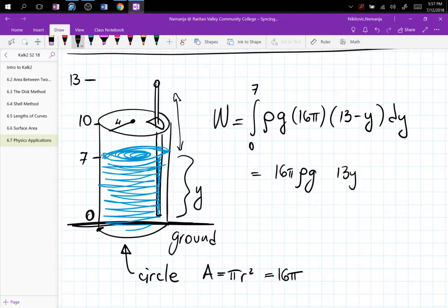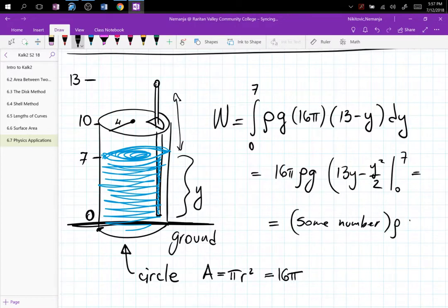That becomes 13y minus y squared over 2, computed from 0 to 7, and all of this is going to be some number times rho g. Now, again, as I said, if you have the water inside this can, you put 1000 for rho, and you put 9.8 for g, and then you get the decimal number that you are looking for.